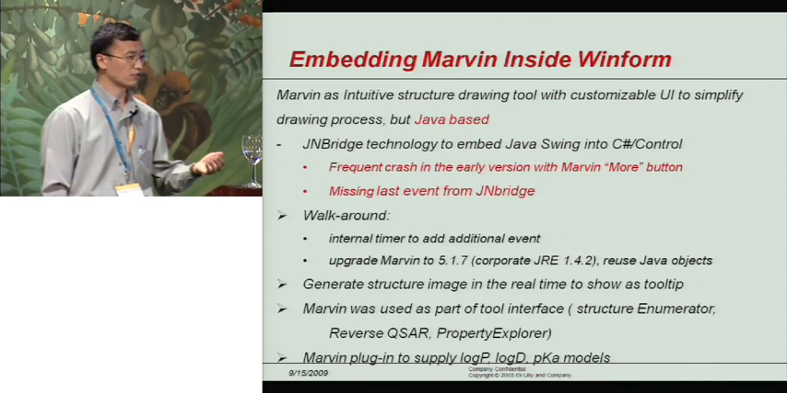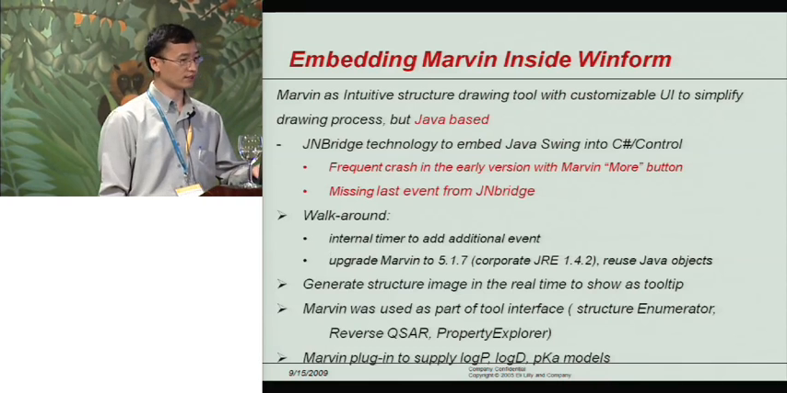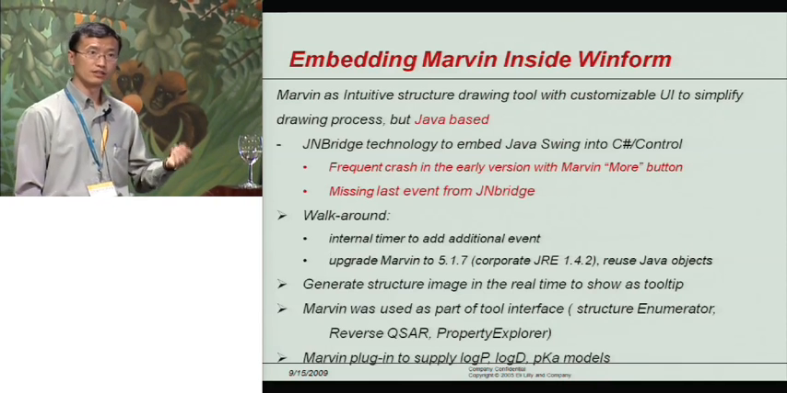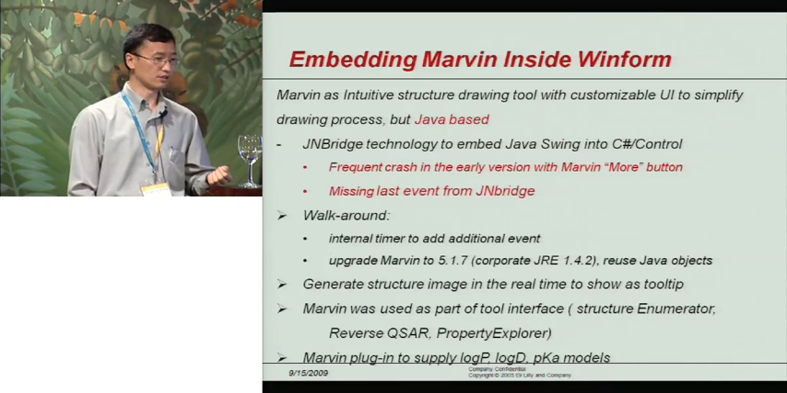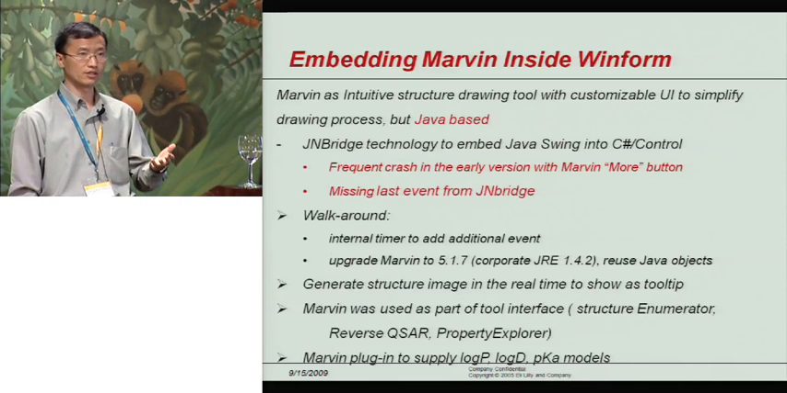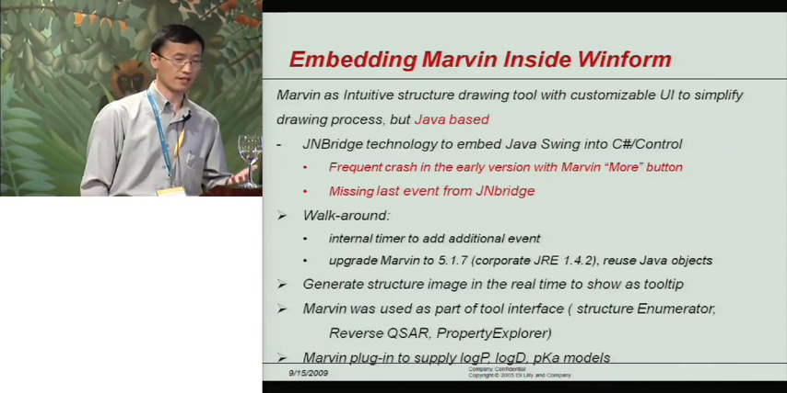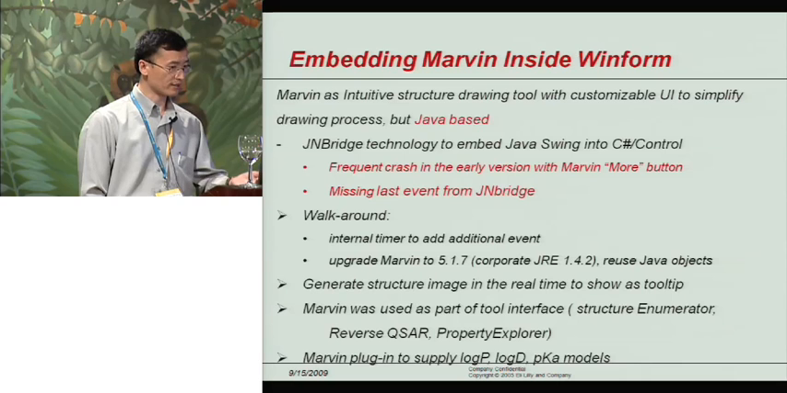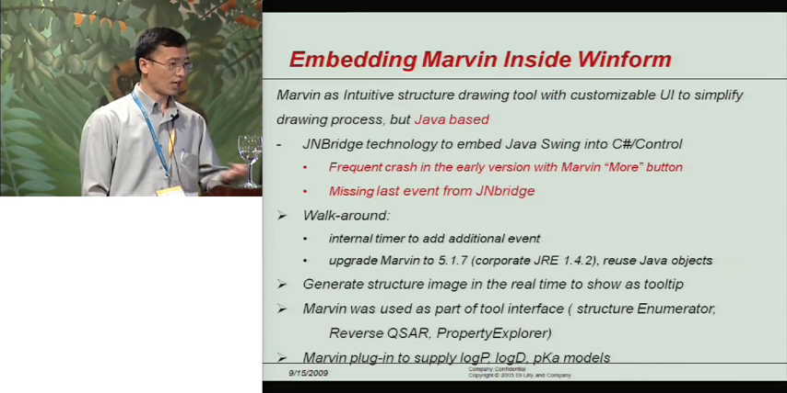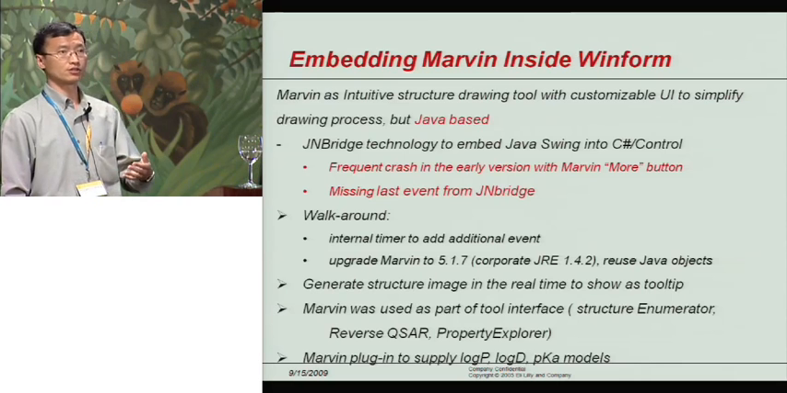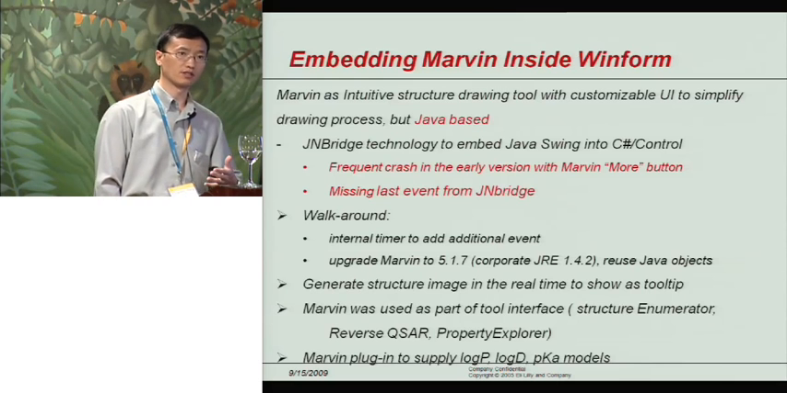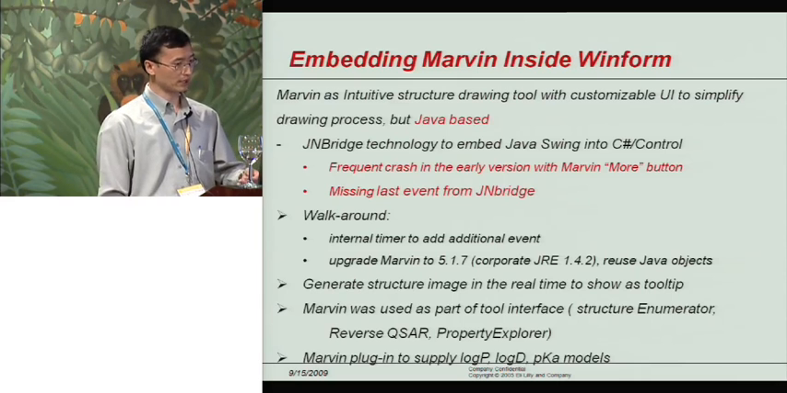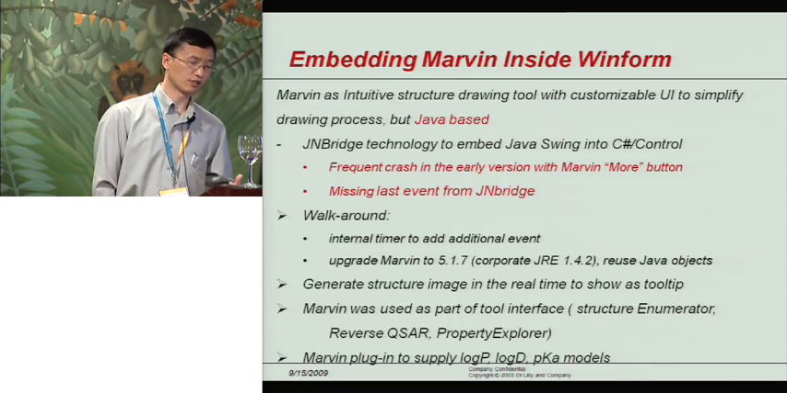Marvin actually was very good, which provides intuitive structure joining functionality. And also in the 5 version, you can customize the UI to simplify the joining process. But at least 2 years ago, when we started this project, it's Java-based, and our corporate requirement really was to use C#.NET for the GUI-based application. So we cannot fight over. So basically, we searched for a different solution.